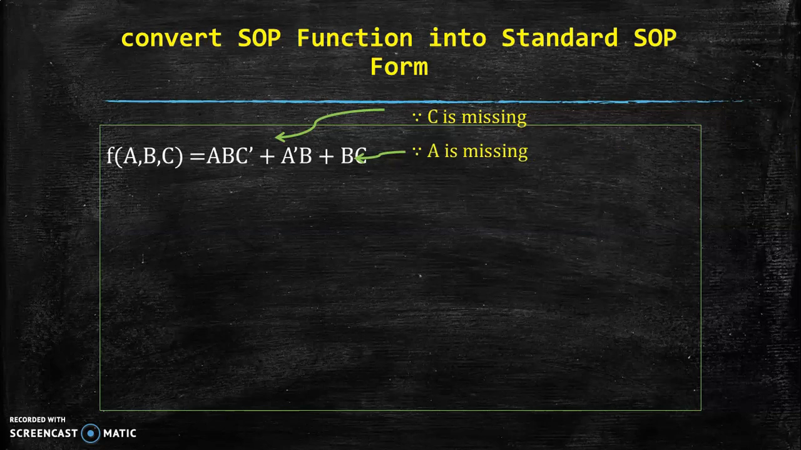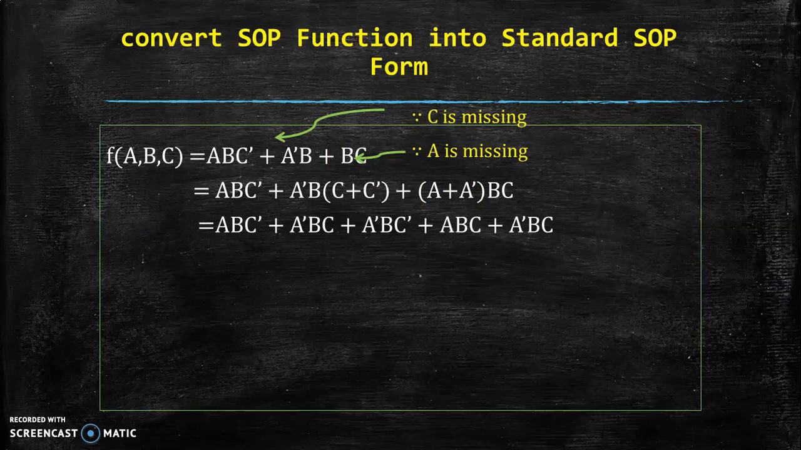Now as per the next step, we know that we have to prepare a sum term of the missing literal, that is the missing literal and its complement. So again we write our equation ABC bar plus A bar B. In the second term C was missing, so we have prepared a sum term C plus C bar and we have multiplied with the A bar B. Same way in the third term A was missing, so we have prepared a sum term A plus A bar and we have multiplied with the BC.